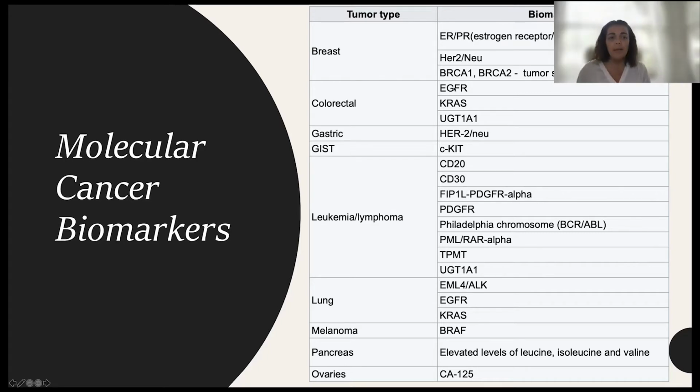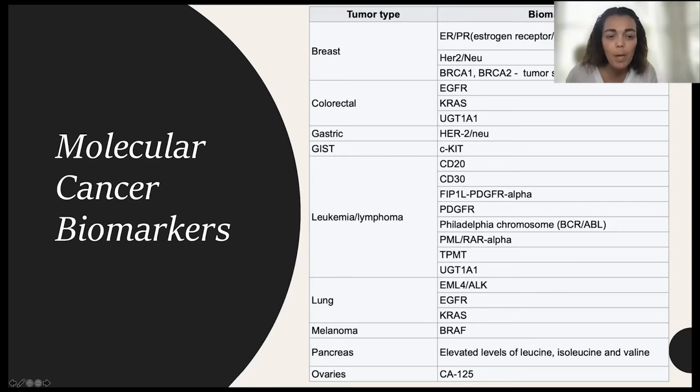Many you may recognize. So for breast cancer, the estrogen receptor and the HER2/neu receptor are very important biomarkers in the breast cancer space, but also BRCA1 and BRCA2 mutations, and they are also hereditary breast cancer genes, as you know, that have served as important biomarkers in breast cancer, and many others for various other types of cancer.